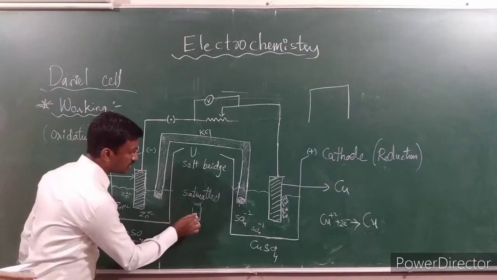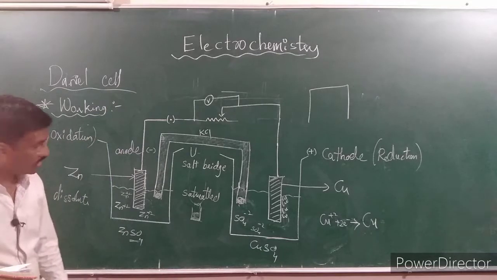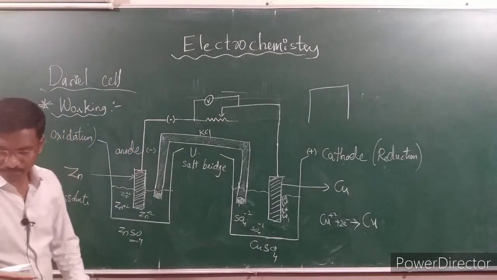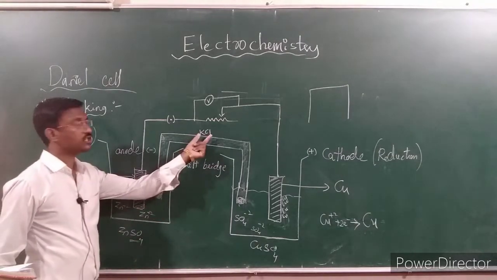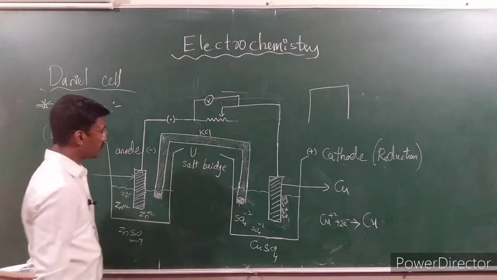Then that solution is what we call saturated potassium chloride. I hope you remember this one. Saturated potassium chloride is nothing but what? The maximum complete dissolution of potassium chloride is called saturated potassium chloride.